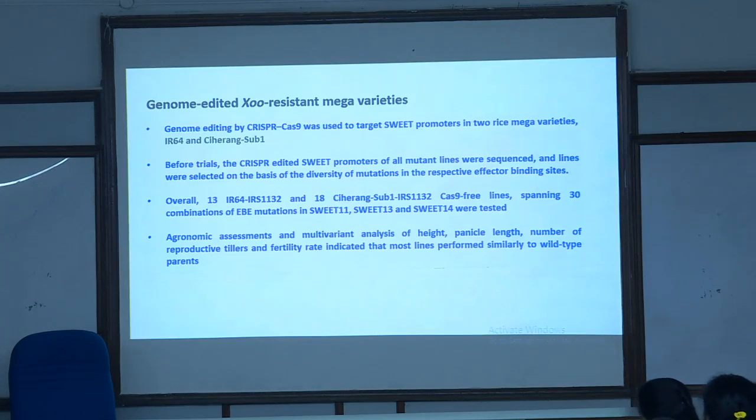they didn't stop it there. They took it to mega varieties like IR64 and Ciherang-Sub1. And they did the same thing here, and they came out with completely resistant lines against bacterial blight in rice, right? And they also checked a lot of other agronomic traits, yield potential, quality, and everything seems to be the same as the wild type one. Here I must make one important point.